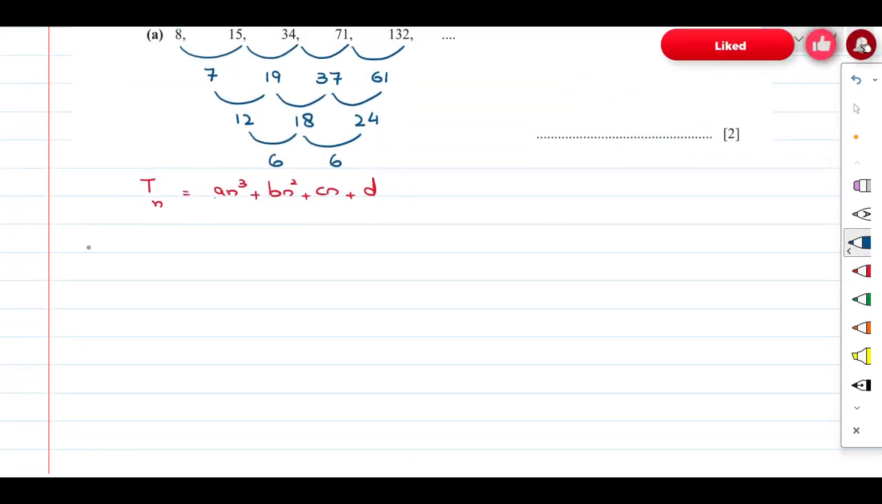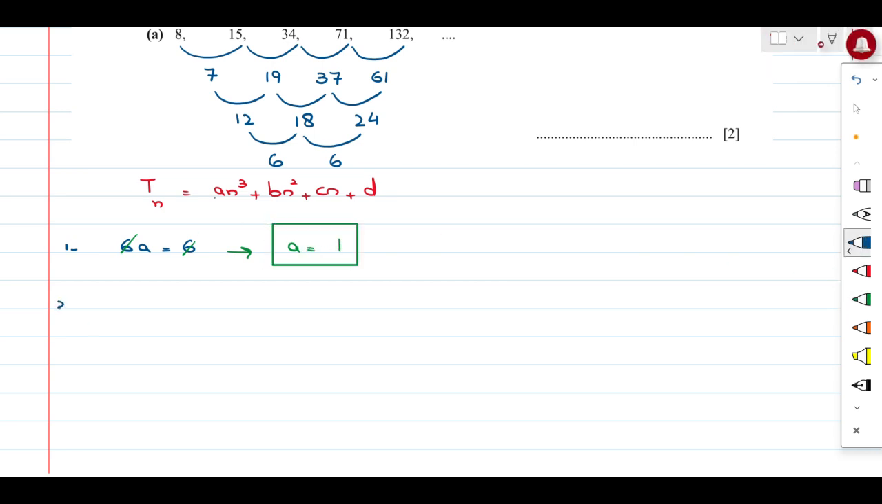Okay, the first equation is 6a equals the constant third difference, which is 6. If 6a equals 6, cancel it out and you will get a equals 1.